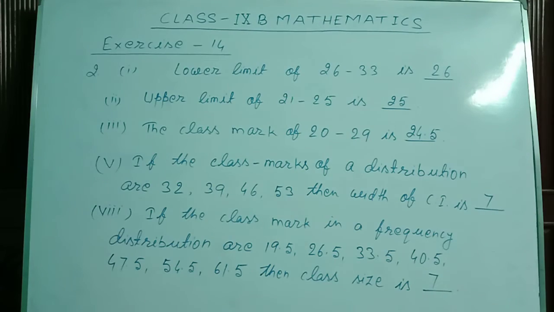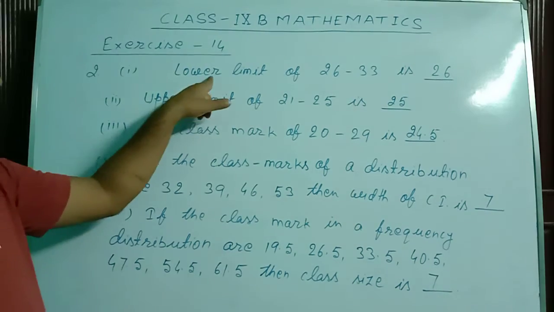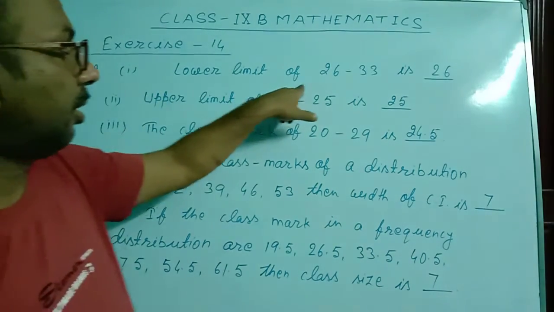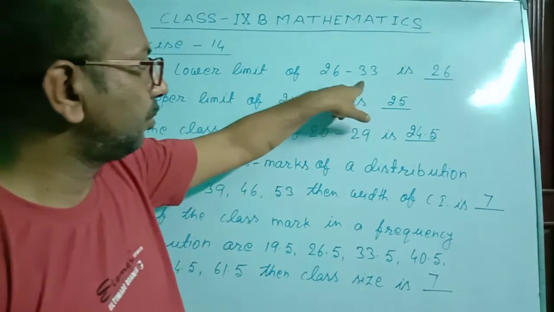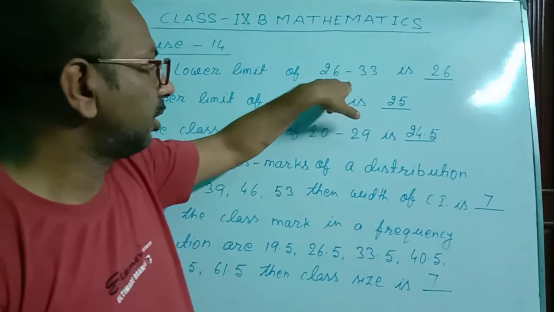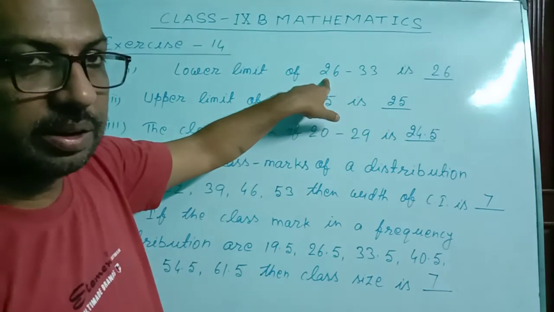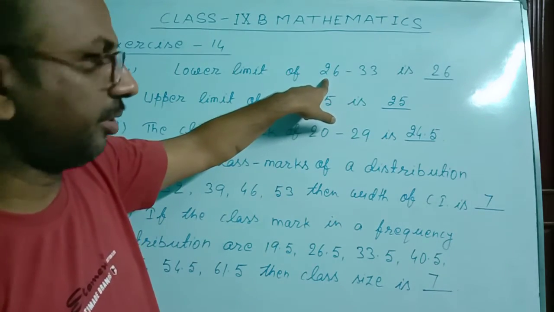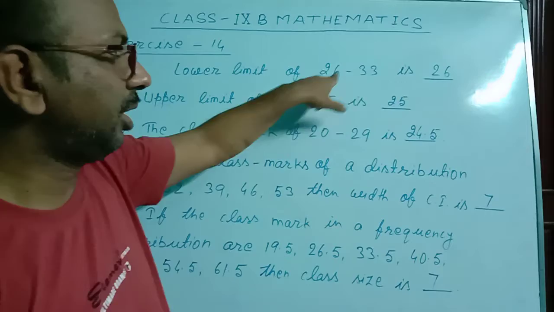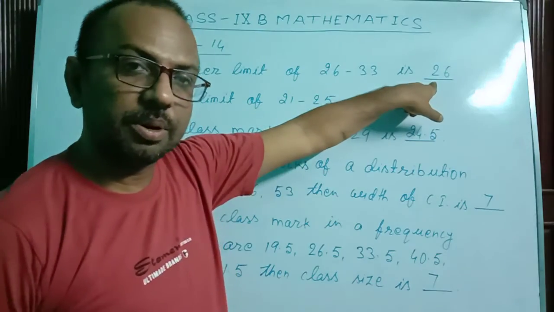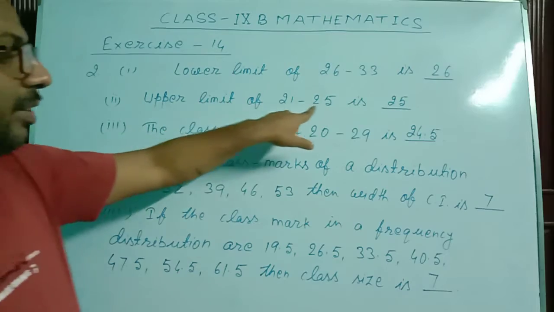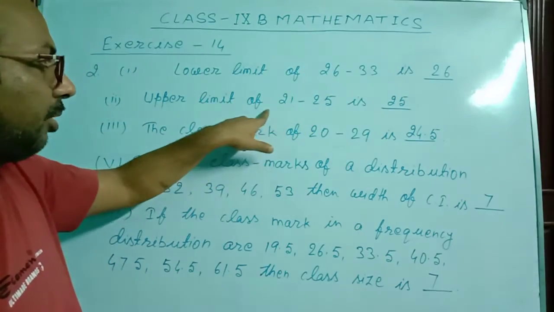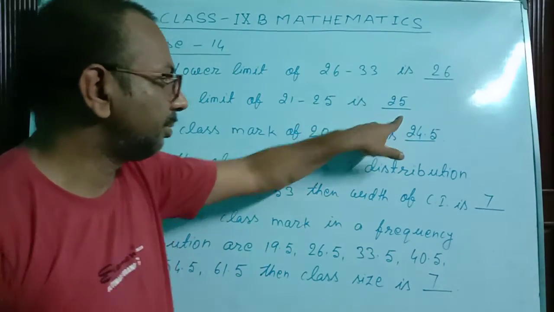Let us start exercise 14. Question number 2. Fill in the blanks. Roman number 1. Lower limit of 26-33. This is the class interval. In this, which one is the lower limit we are asked? Lower limit lies at the left hand side of the class interval. And at the left hand side we have 26. So 26 becomes the lower limit. Roman number 2. Upper limit lies at the right hand side. So the upper limit of this class interval is 25.